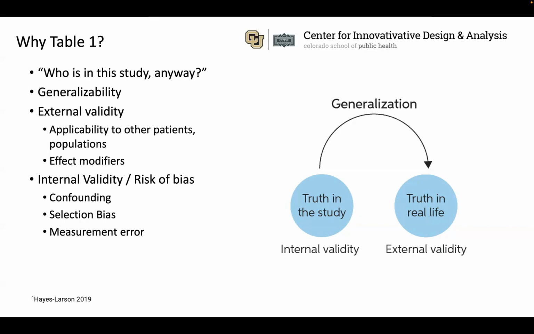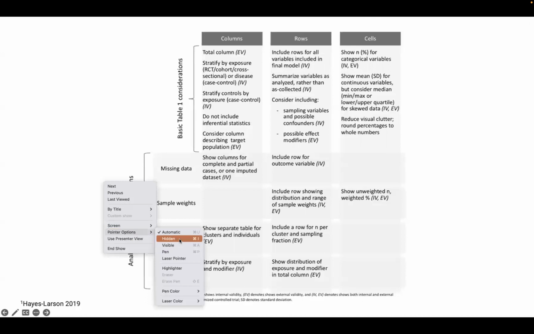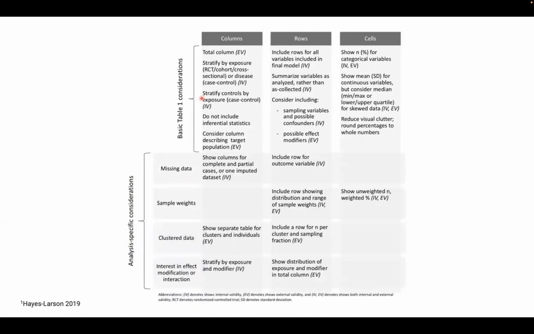Yeah, so the next thing I have is this image that's included in that same paper, the Hayes and Larson from 2019. And the top part of this here, I'm going to turn my cursor to be a laser so you can see my pointer better. This talks about what information should generally be in columns, what information should generally be in rows, and what should generally be in each cell. I liked this infographic especially because it talks about each idea and how it relates to external validity and internal validity. So it relates back to how generalizable your study is.